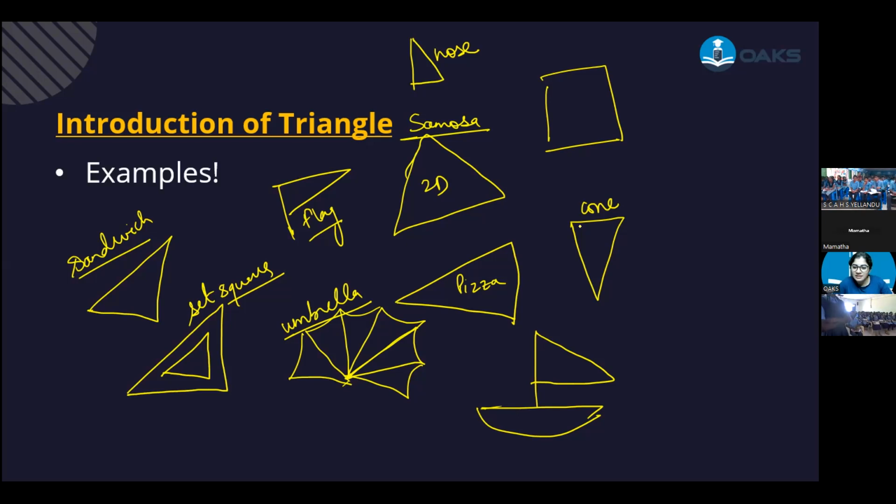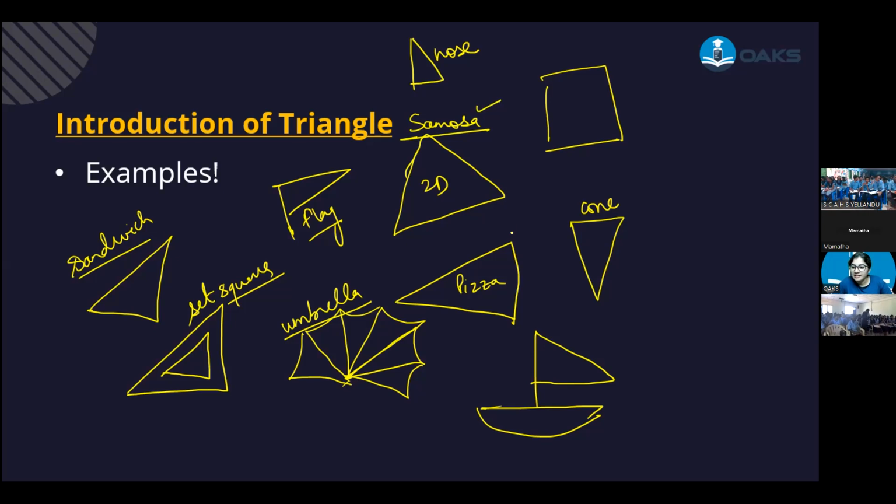Okay, anything that looks like a triangle? Can you think of anything? You're saying ice cream. Ice cream doesn't look like a triangle. The ice cream cone looks like a triangle. Are you thinking of any example? Samosa. Okay, samosa is the answer. There are very samosa loving people here. Okay, you can sit down.